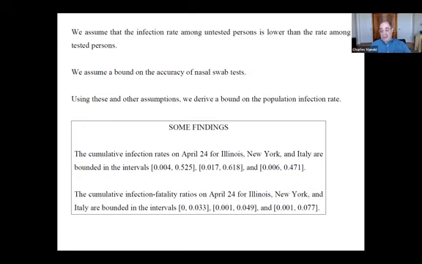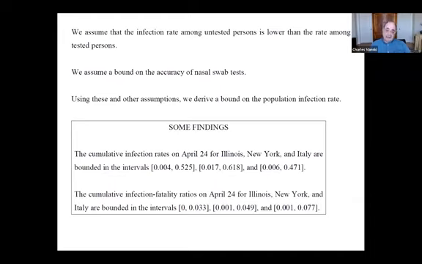Now, if you look at the point estimates in the literature, they're all over the place. Some of them are as low as 0.017. They don't go quite as high as 0.618, but you'll find people saying maybe it's 30%, 40% who've been infected in a place like New York. So that's what we get anyway.